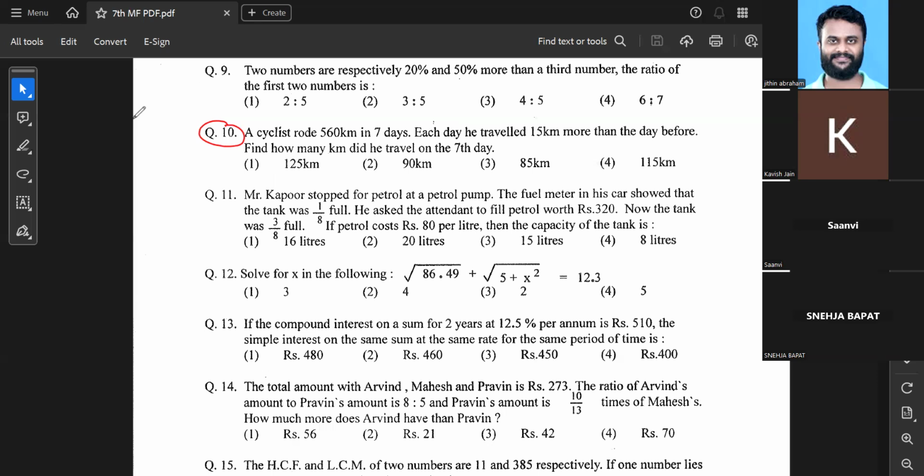So each day his ride is increasing. So first I'll solve using the long method, then I'll give you a shortcut method. Let me consider on day one he traveled X. On day two he'll be traveling X plus 15. On day three he'll be traveling X plus 15 multiplied by 2. Like again, the previous one plus. So that won't work. It doesn't work, you get the answer 315 something.